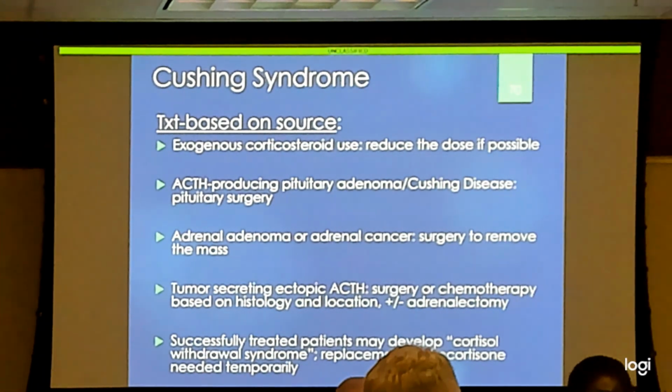So tumor secreting ectopic ACTH, right? So small cell lung cancer or carcinoid or something else. So surgery or chemotherapy, plus or minus a bilateral adrenalectomy. It's a buzzkill, right? Because I have to get rid of what's secreting the cortisol. So again, that's a little more complicated. Don't memorize that. Just understand surgery is definitely indicated, plus or minus the chemotherapy.